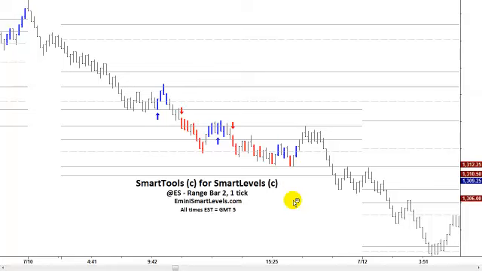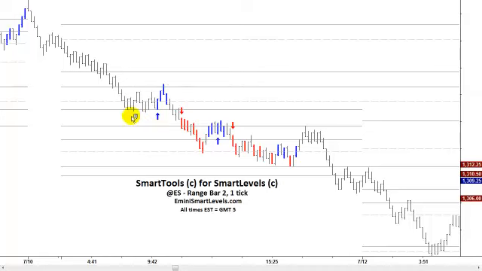Hello everyone, and welcome to this Emini S&P futures review using SmartTools for SmartLevels. The chart is the usual 2-point range bar chart based on tick data. These black bars here represent the overnight trading activity from the beginning of the week. This is starting off the week here at Monday.